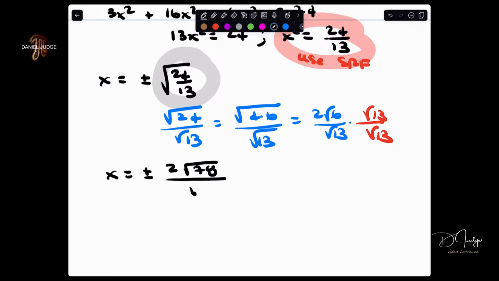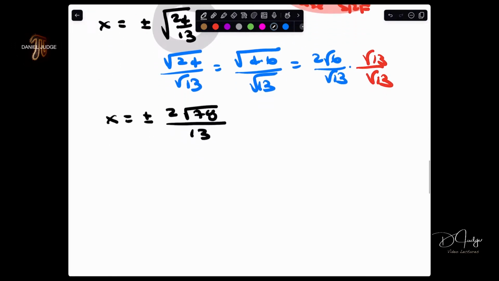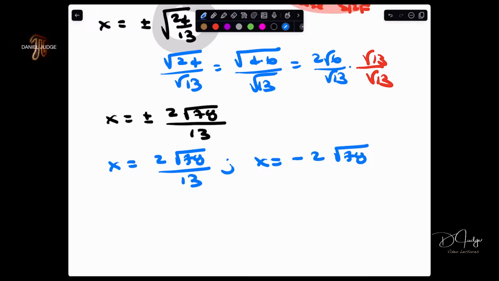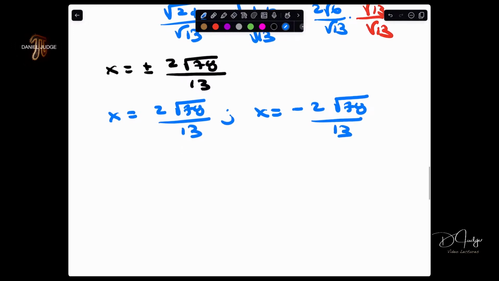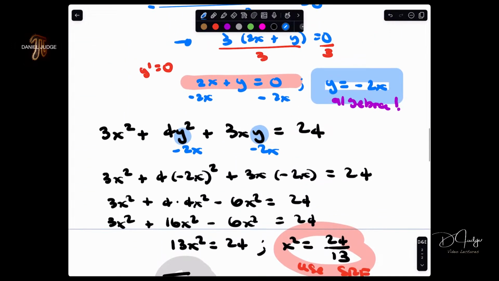Over simply the square root of 13 times the square root of 13, which is 13. These are the two values of x. This is what you're looking for. So we have x equals positive 2 square root of 78 over 13. That's one answer, x being negative 2 square root of 78 over 13 being the other answer. Now, these are the values of x. So you might say, okay, Mr. Judge, that was some work. No big deal, but it was some work, right?